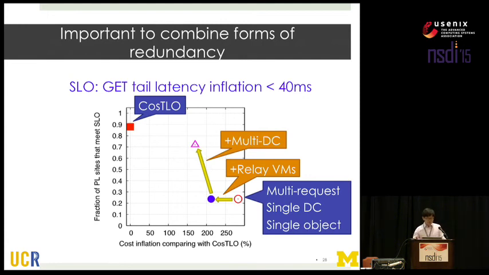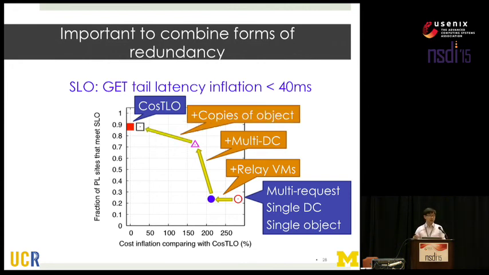So if we want to further match the ability of satisfying SLOs that CosTLO has, we need to add multiple copies of objects per data center. But right now, CosTLO is still better in terms of cost, because by using timeouts and using redundancy probabilistically, CosTLO finds more opportunities to not issue redundant requests without violating the SLO. So this evaluation shows that it is indeed important to combine all forms of redundancy to reduce tail latency and the cost.